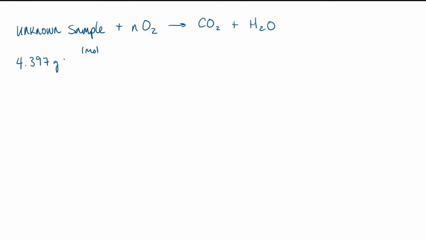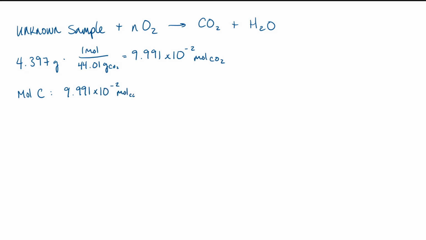Burning a 3-gram sample of the unknown compound in excess oxygen produced 4.397 grams of carbon dioxide and 1.800 grams of water. First, we want to determine its empirical formula. To do this, first we want to determine the number of moles of carbon dioxide produced. That means dividing the mass of carbon dioxide by its molar mass to get 9.991 times 10 to the negative 2 moles.